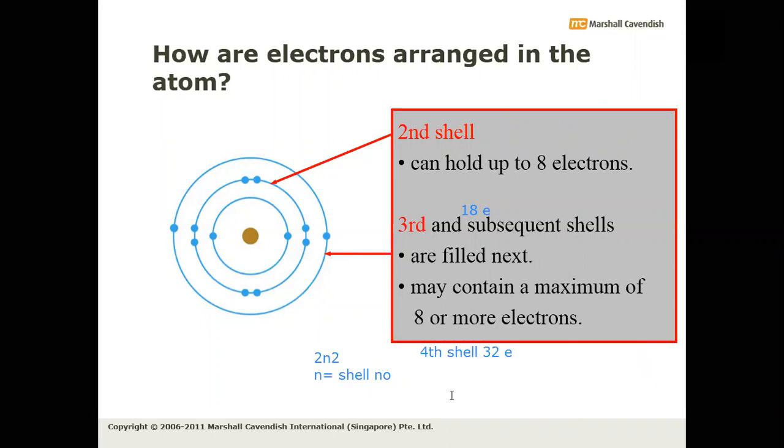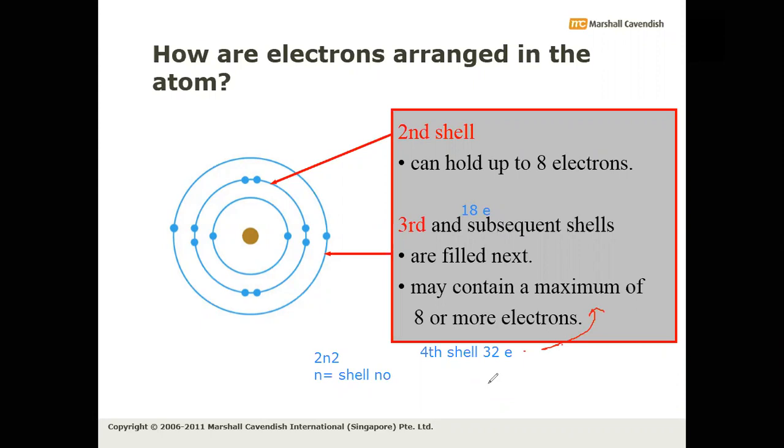But even then, if it has 8 electrons, it will behave as a full shell. So any shell except the first shell can have 8 electrons to behave as a full shell. This applies to the fourth shell, fifth shell, third shell, as well as the second shell. But the maximum capacity is different. The third shell can hold up to 18 electrons. The fourth shell can hold up to 32 electrons, because the formula for filling the shells is 2n square and n is the number of the shell.